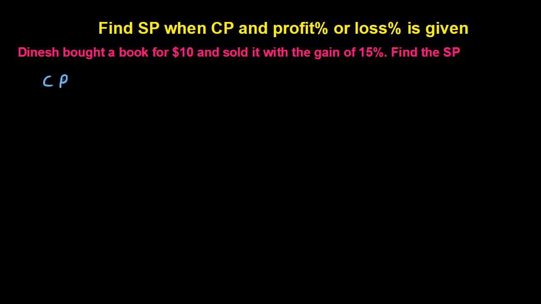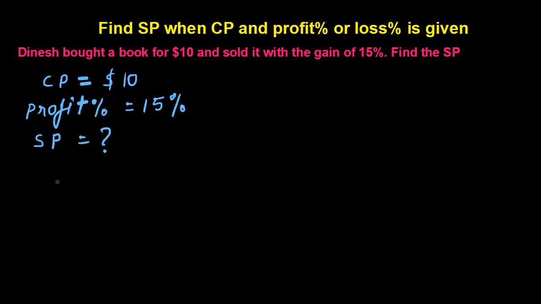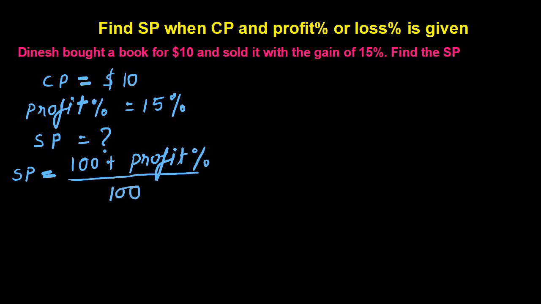So we'll write CP is equal to $10. And sold it with a gain of. Gain means profit, right? It's not only profit, it's a profit percentage, 15%. What we need to find is SP. And what is the formula? The formula is SP is equal to 100 plus profit percentage upon 100 times CP.